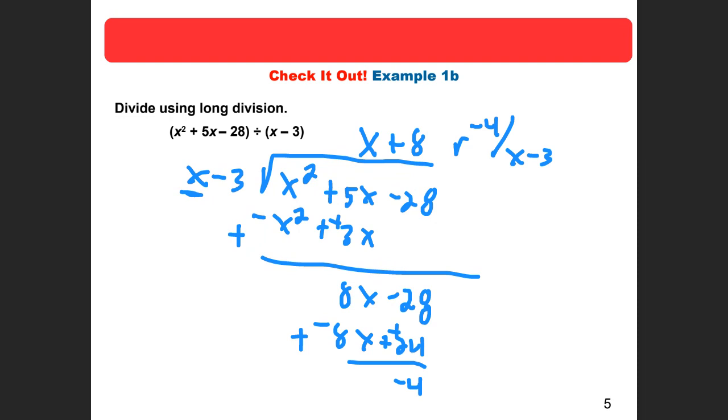That is long division. Now there's a much easier way of doing it. It's called synthetic division, but we have to know how to do long division for our assessment this week.